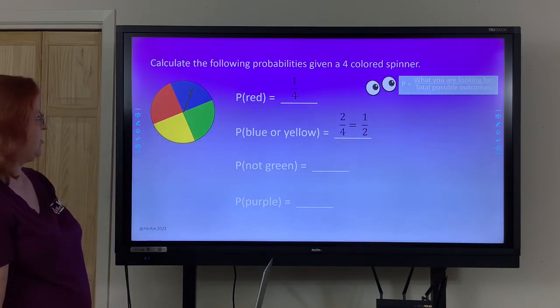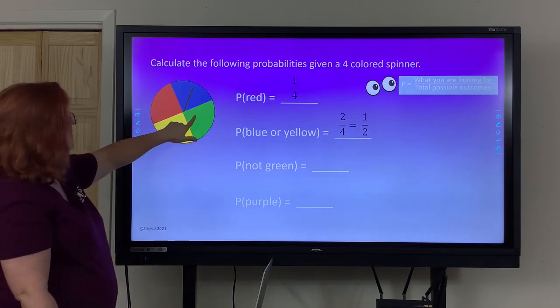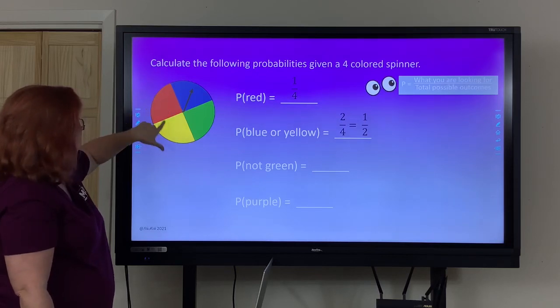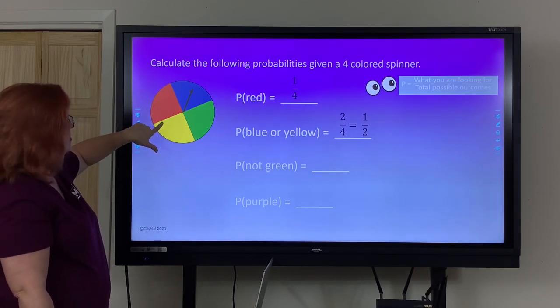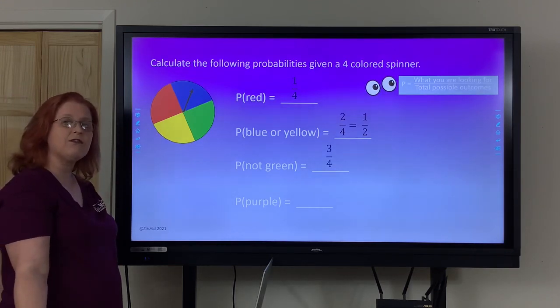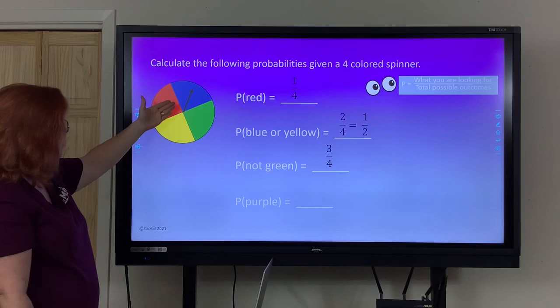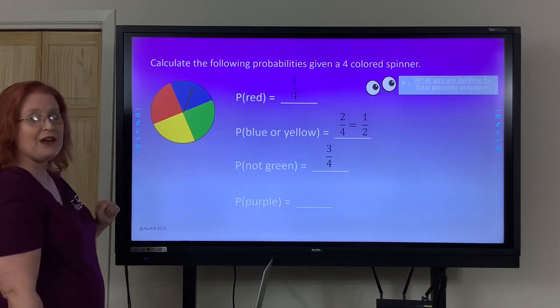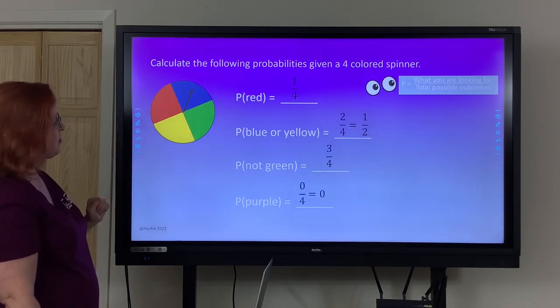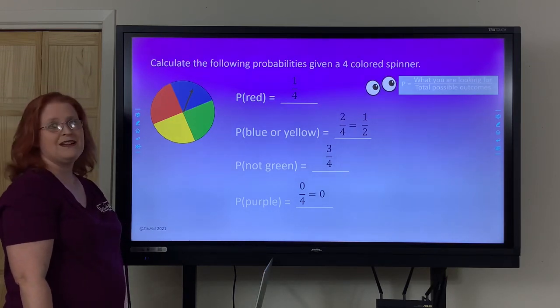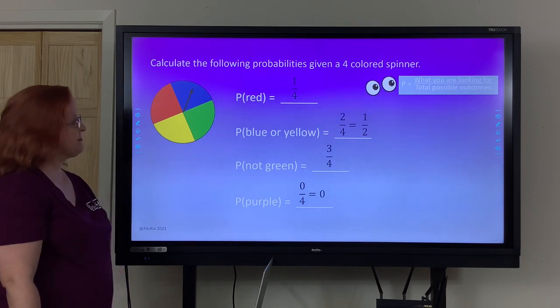Not green. Okay, so we're looking at the colors that are not green. Well, let's just count them. There's only 4 to deal with, so not green would be 3. So there's 3 out of the 4 that are not green. And then purple. Probability of getting a purple on this spinner? Well, there's not a purple up there, so our probability of getting a purple would be 0. There is no chance we're going to land on a purple in that spinner.